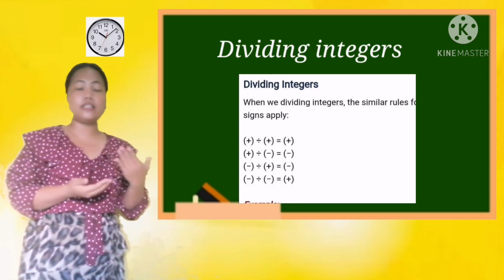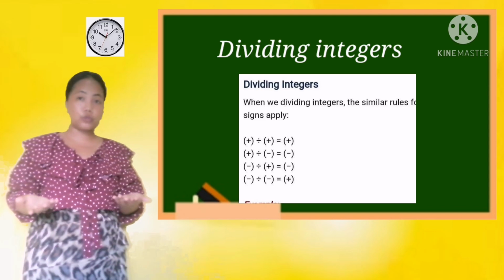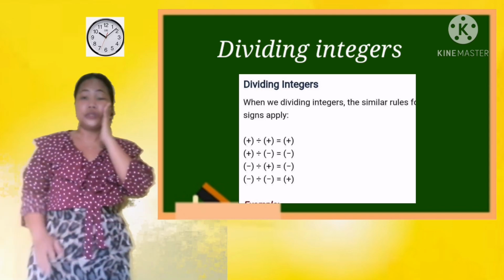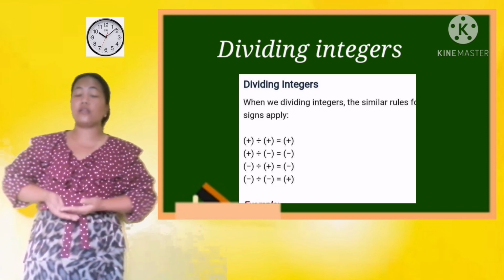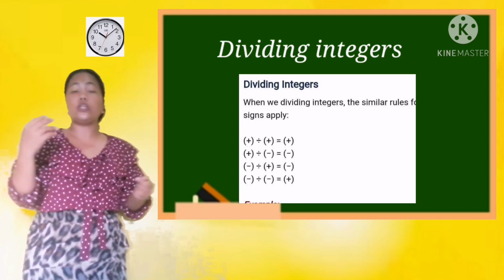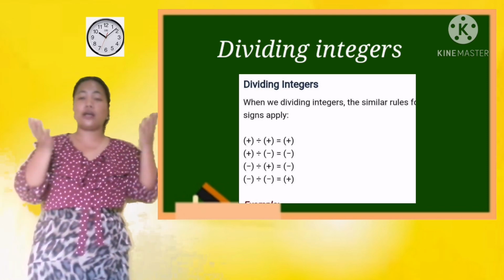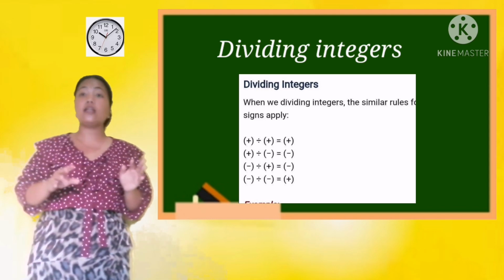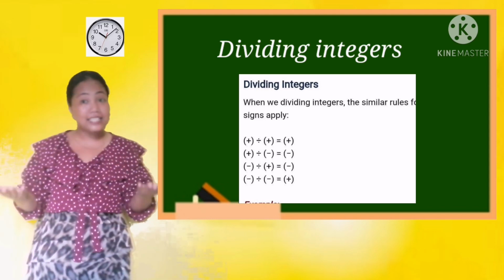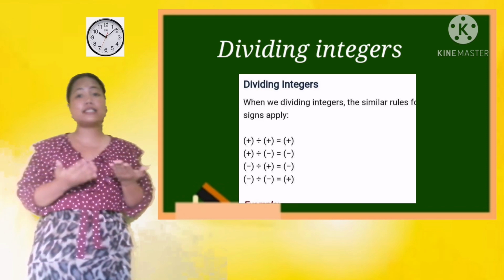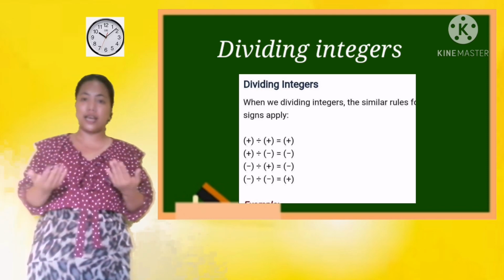So in dividing integers, we also have rules, but they are the same rules. In dividing integers, the rules are still the same as in multiplication. So when you divide integers, get the absolute value and divide it. When we have like signs, the answer is positive. When we have unlike signs, then the answer is negative.